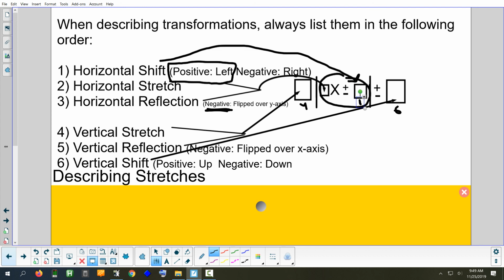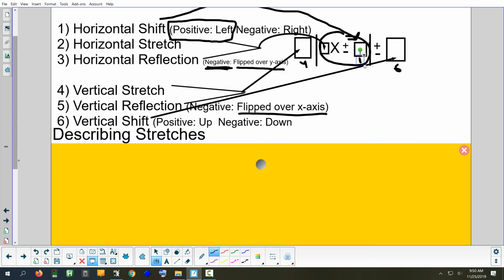So shifts are easy to describe. All you have to do is say like left 2, right 2, up 5, down 6. You just have to say that. That's all you have to do to describe a shift. Reflections are also pretty easy to describe. You write it exactly like this. Flip over y-axis, or flip over x-axis. That's all you have to say. The stretch, a little weird. Okay, so I'm going to show you guys how to describe a stretch.